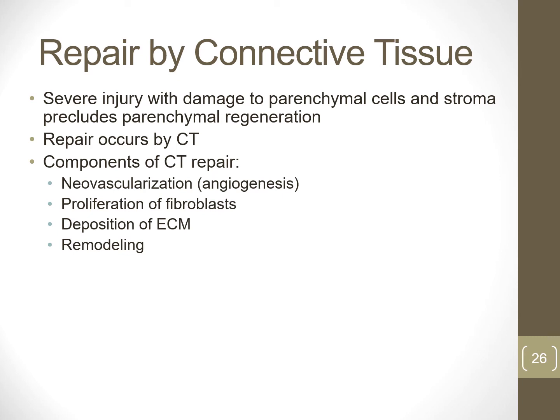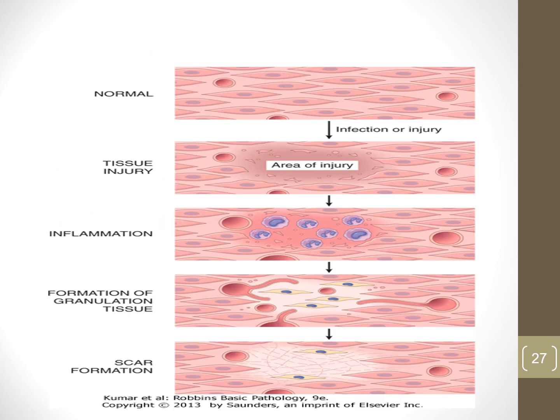Components of the connective tissue repair: we have new vascularization, which is angiogenesis, which is production of new blood vessels, proliferation of fibroblasts, and deposition of extracellular matrix. Then we will have remodeling and, let's say, fine-tuning of those three processes, which will result in repair by connective tissue deposition, like fibrosis, as we said earlier. So this is the repair by connective tissue.